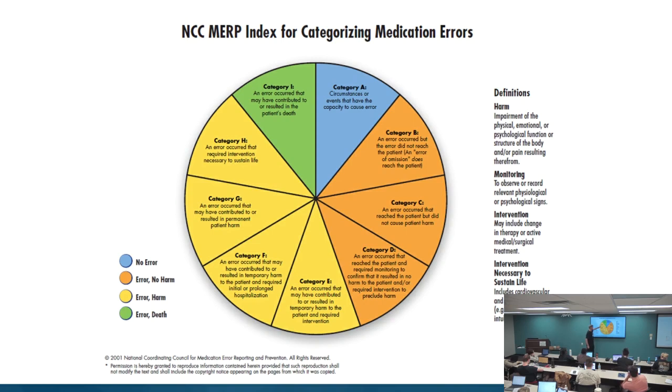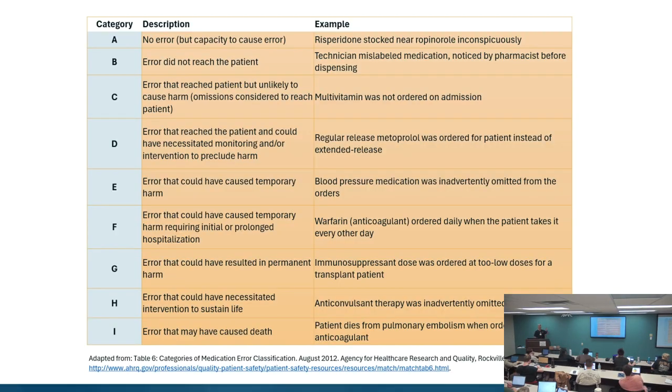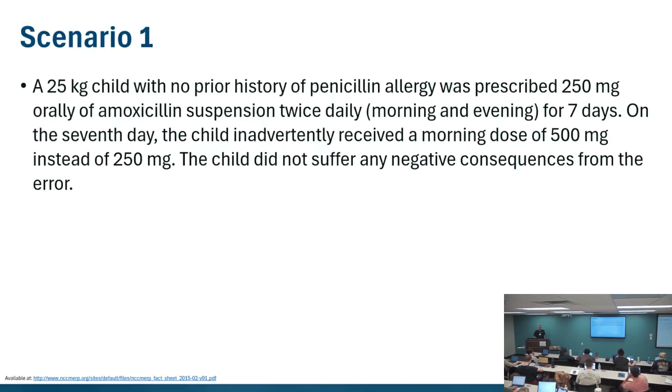Green is error death. So they are progressively worse, but the difference is what interventions were required and what harm occurred. Meaning, if you had an intervention and it saved the person's life, that is less severe than if you had an intervention and it didn't save their life and they still died. Going through this, I won't read these to you because I just talked about it in general, but the examples in that third column are prototypical examples that might fall under each one of those categories. Here's the first scenario.